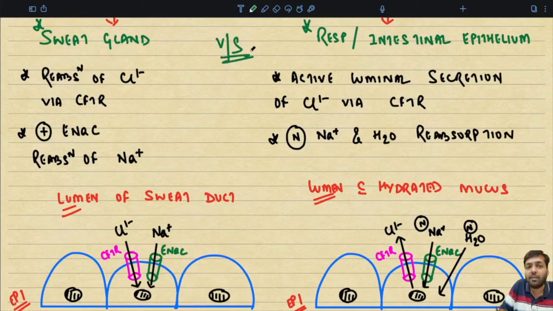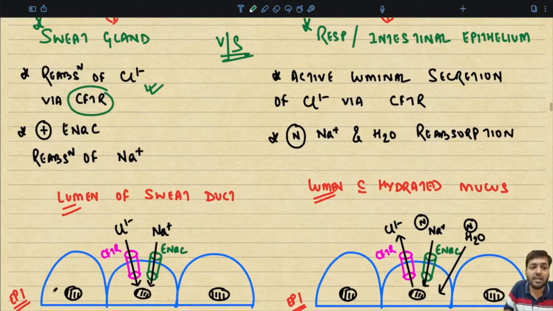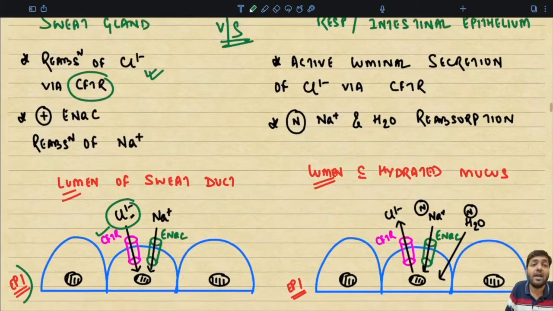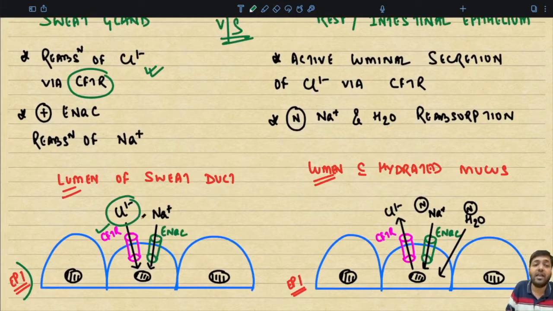Normally at the level of the sweat gland, the CFTR channel facilitates the reabsorption of chloride. So this is the basic epithelial lining of the sweat ducts. These are the epithelial cells, and you can appreciate there is a characteristic CFTR channel which is causing chloride ion reabsorption. So normally at the level of the sweat duct, the normal CFTR is facilitating the reabsorption of chloride, and it is also stimulating the epithelial sodium channel to cause reabsorption of sodium.